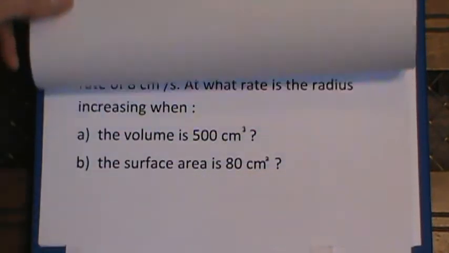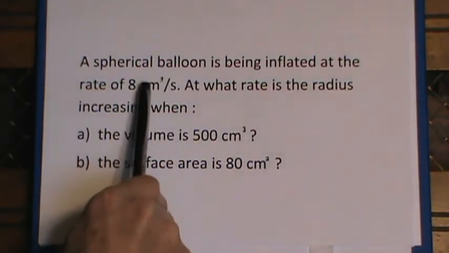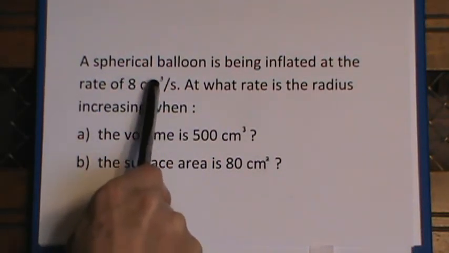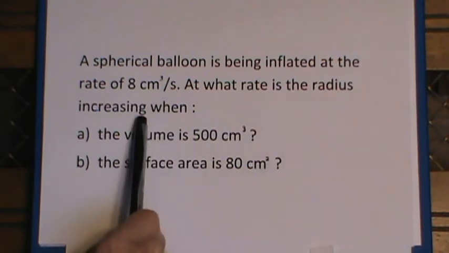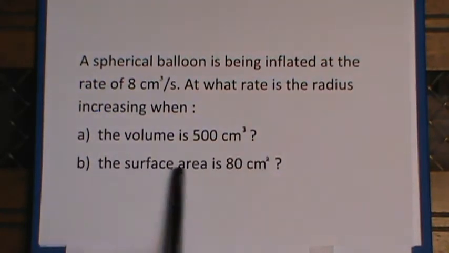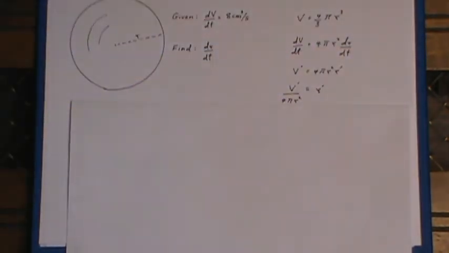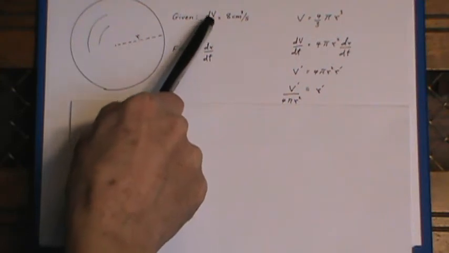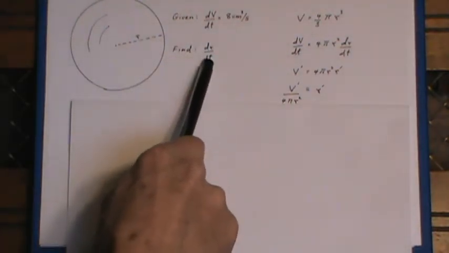Now the second problem I'm going to look at here involves a sphere. The spherical balloon is being inflated at this rate, cubic centimeters per second, so that's a dA/dt, I'm sorry, dV/dt, because that's a volume, rate of change of volume with respect to time. And we have to find the rate at which the radius is increasing, again, under two conditions, a given volume and a given surface area. As I mentioned when we read the question, the rate of change of volume with respect to time is 8 cubic centimeters per second, and we have to find the rate of change of radius.